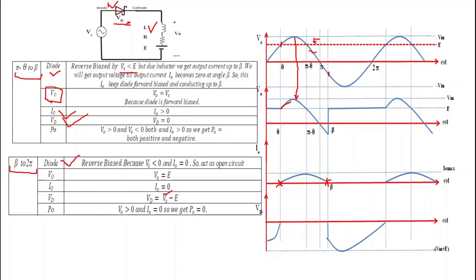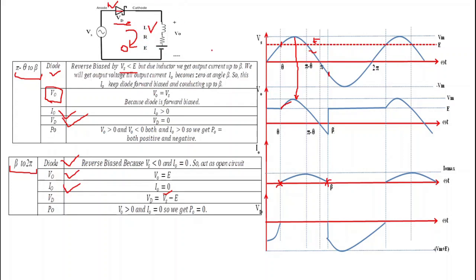So when this diode gets open circuited, then I0 in this circuit becomes 0. When the current in this circuit becomes 0, what happens? We get output voltage equal to E, because V0 is equal to the drop across this inductance L plus the drop across this resistance R plus EMF E. But when the current is 0, the drop across this LR is equal to 0.